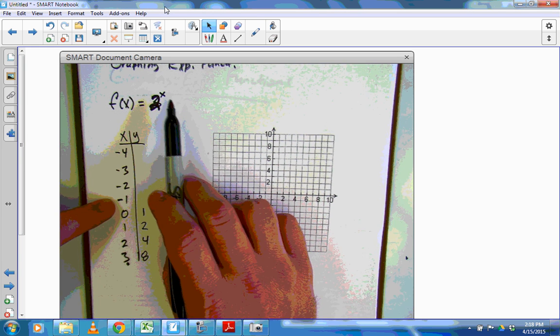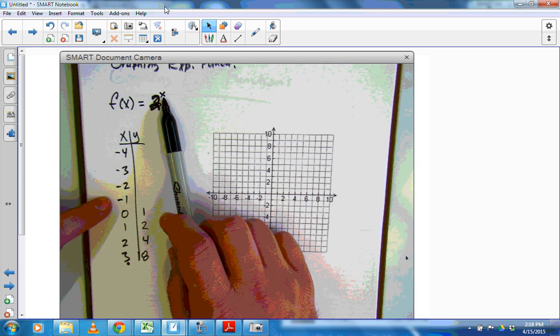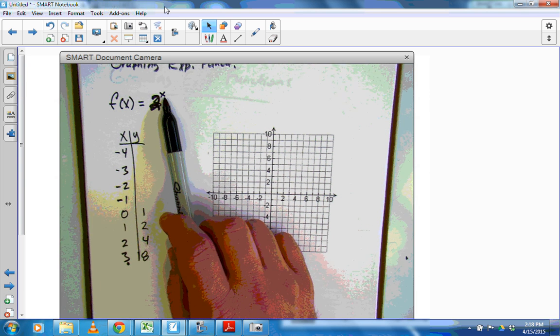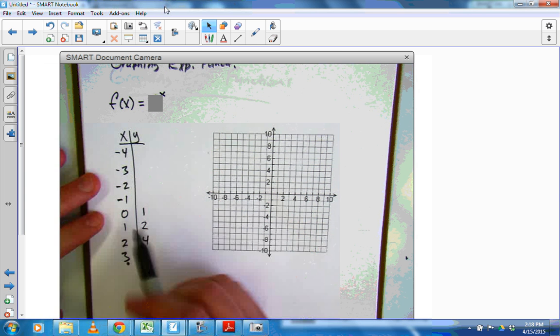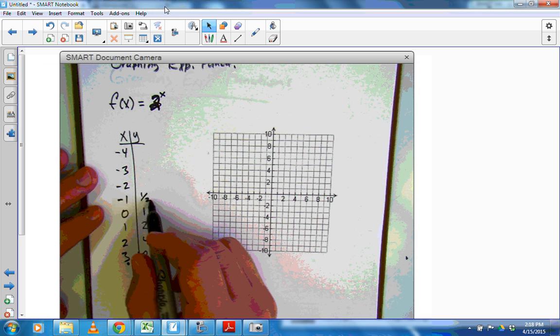Okay, now let's plug in -1. Now, this will make you think. So 2 to the -1, now that's not -2. It's 1 over 2, right? Does that make sense? When exponents are negative, we move them down to the bottom and make them fractions. So 2 to the -1 would be 1/2.